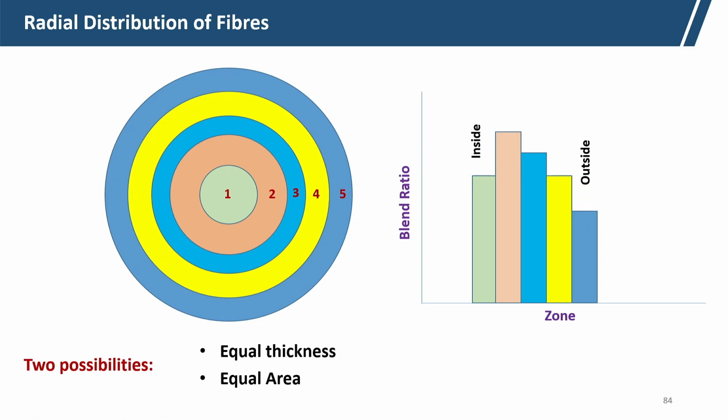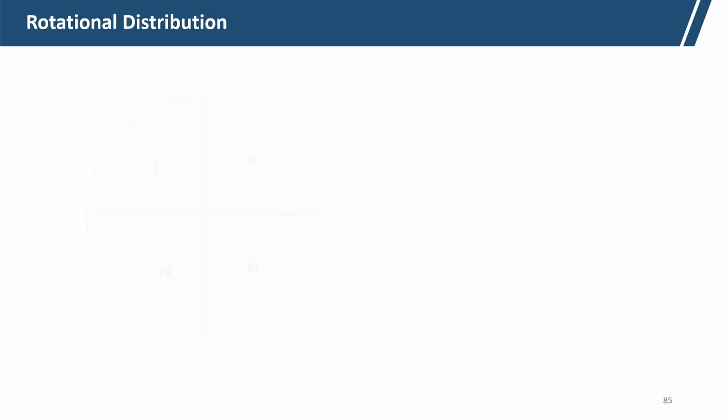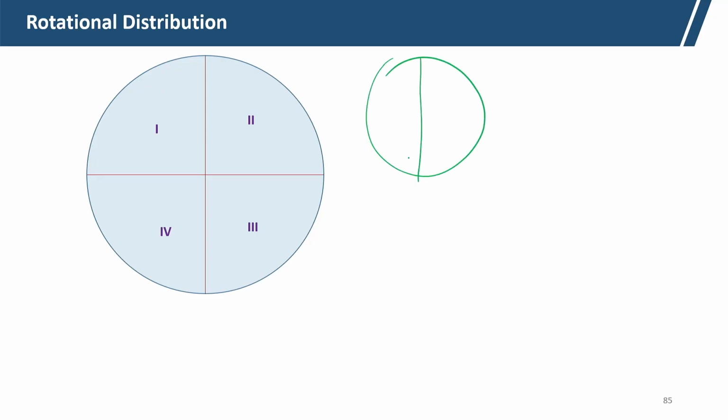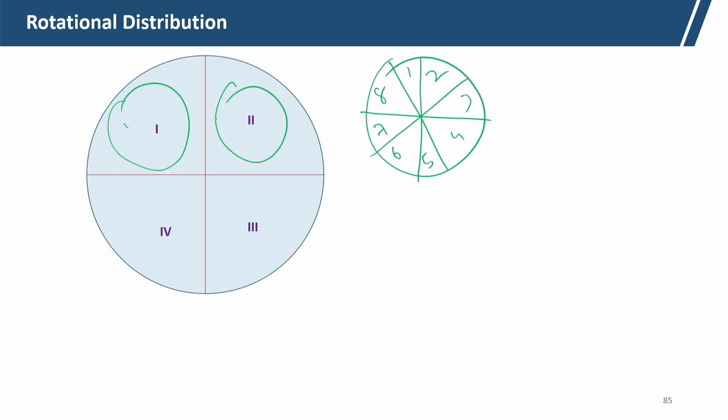Now, this is radial distribution, another is rotational distribution. You can see the rotational distribution here. What we do is divide the cross section into different zones. Here in this case we have divided it into 4 different zones. One can divide it into many other zones, say 8 zones: 1, 2, 3, 4, 5, 6, 7, 8. We can then see the blend proportion at different zones.